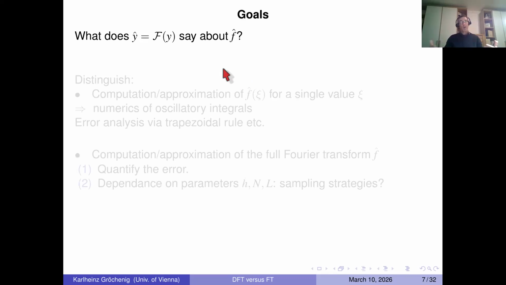So what do I want to talk about? I have described the numerical procedure to compute an approximation of the actual Fourier transform from a sample of the original function. And the question is, okay, what does this procedure say about the Fourier transform?